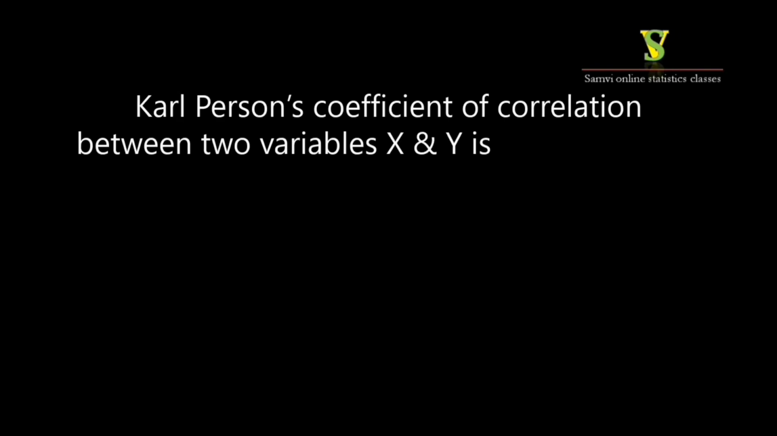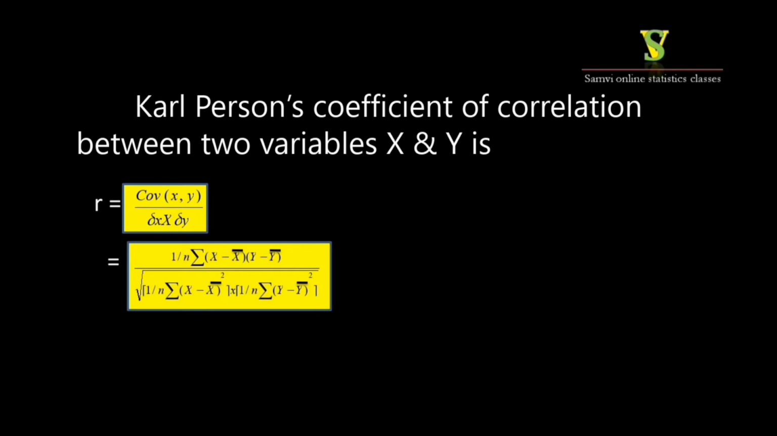Karl Pearson's coefficient of correlation between two variables x and y is r, which is equal to covariance of xy divided by standard deviation of x and standard deviation of y. You have to substitute the formula for covariance of xy as well as standard deviation of x and standard deviation of y. If you substitute it, we'll get: 1 upon n summation of (x minus x bar) into (y minus y bar) divided by square root of [1 upon n summation of (x minus x bar) square into 1 upon n summation of (y minus y bar) square].